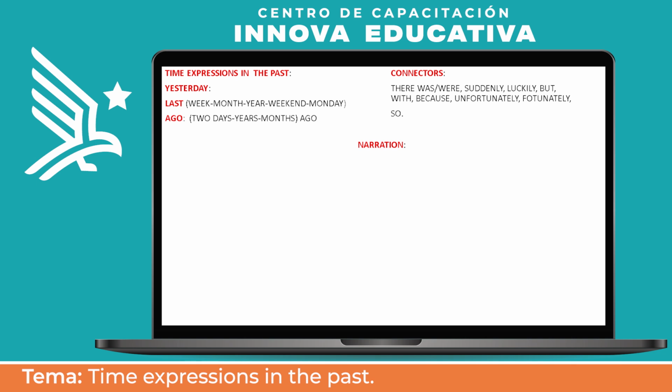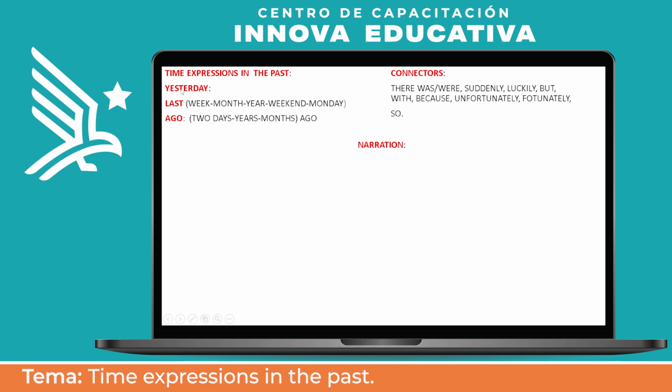We are going to start by making some revision about the time expressions in the past and the connectors. Okay, here we go. Para empezar, vamos a hacer una pequeña revisión de las expresiones en tiempo pasado y algunos conectores que nos van a ser útiles para nuestra redacción.